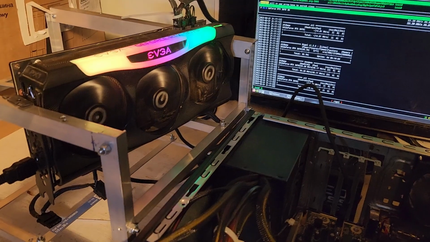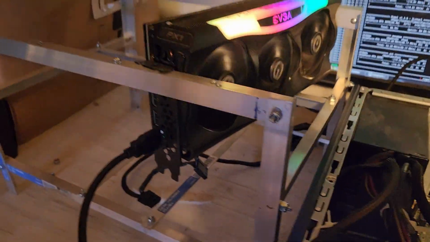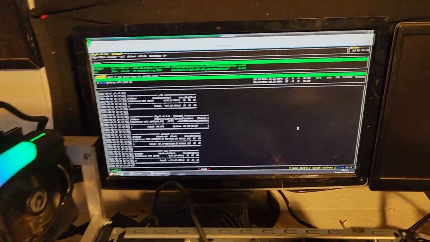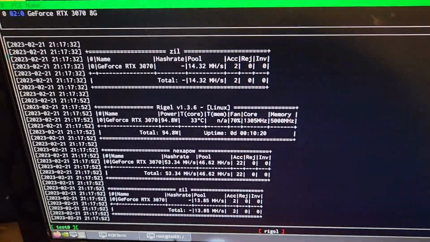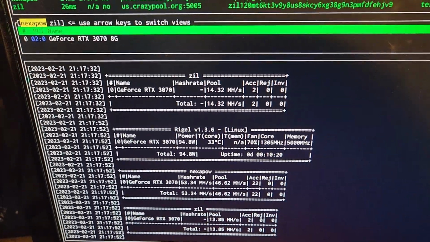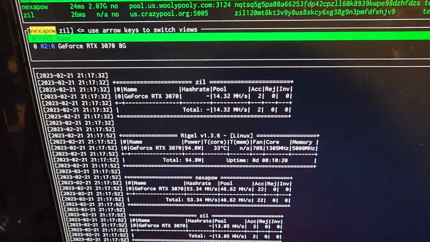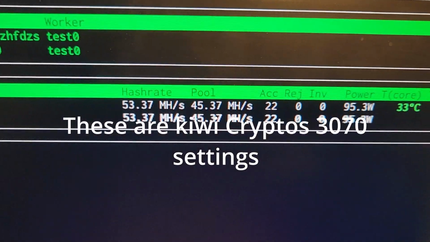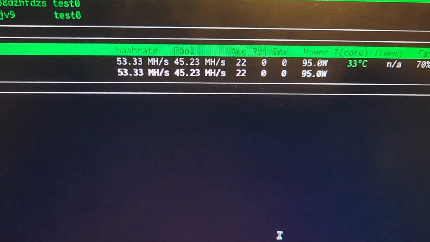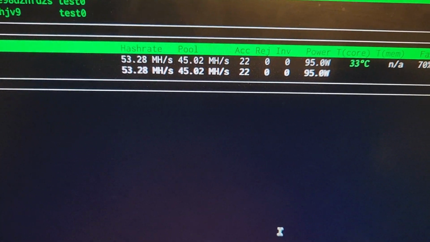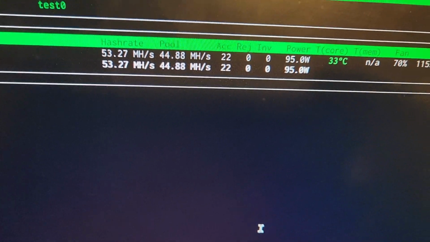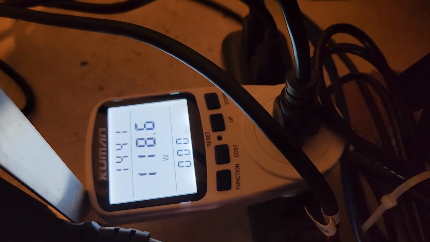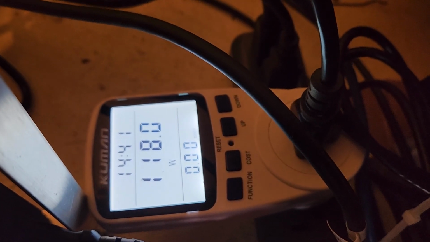You can see the 3070 is on its bench. Thankfully, I can actually insert the HDMI cable so I can see the monitor right here, so I don't have to use the GUI. The first setting I used was I dropped the power to 100 watts. So it's showing 53 mega hash, 45 at the pool side, and it's showing 95 watts at the GUI on the web interface. So let's see what it looks like actually at the wall. So you can see it's 118 watts. So the power setting does not equal the power usage, and the wall does not equal the software.